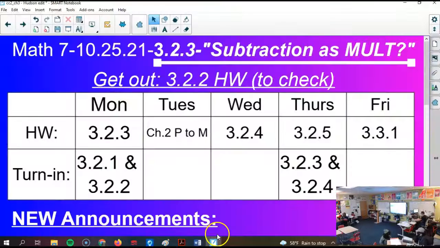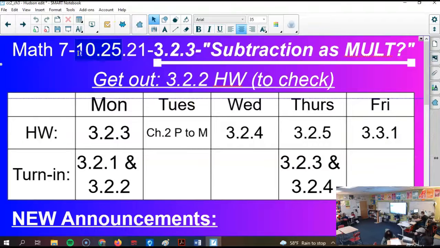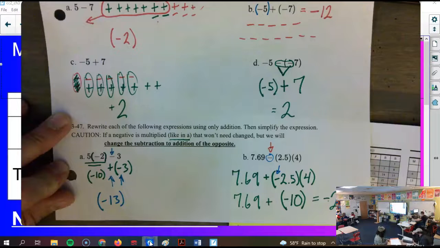Pop this back up here for our friends playing at home. It is October 25th. We're going to do 3-2-3 today, but we're checking 3-2-2 first.